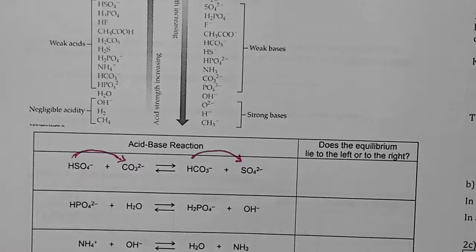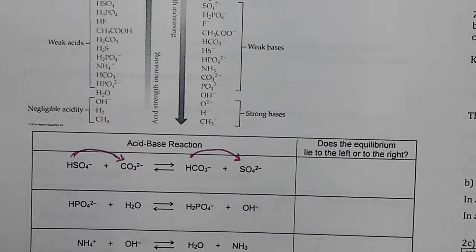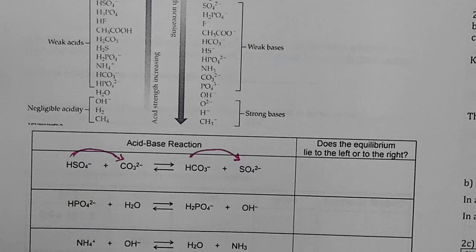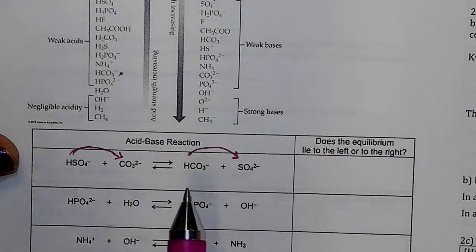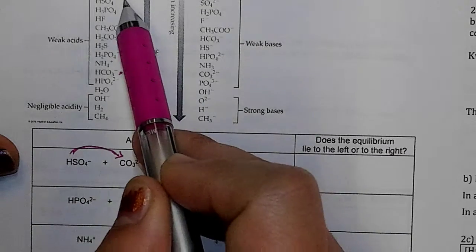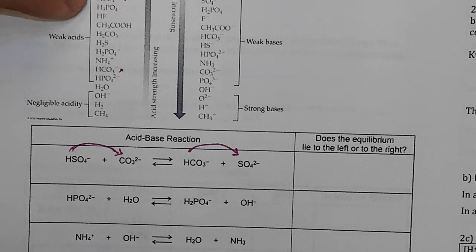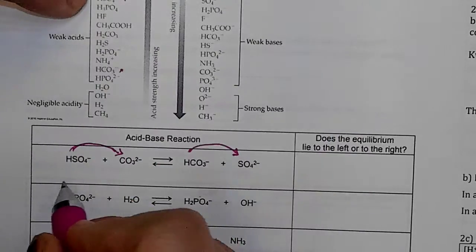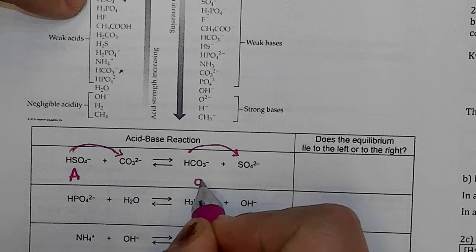Who is the stronger acid? Let's take a look. Look in your table. HSO4 minus versus HCO3 minus. I see HCO3 minus here. HSO4 minus, where does this go? Right here. Do you see that? So HSO4 minus is a stronger acid because acid strength increases this way. This is a stronger acid. This is a weaker acid. Agree?